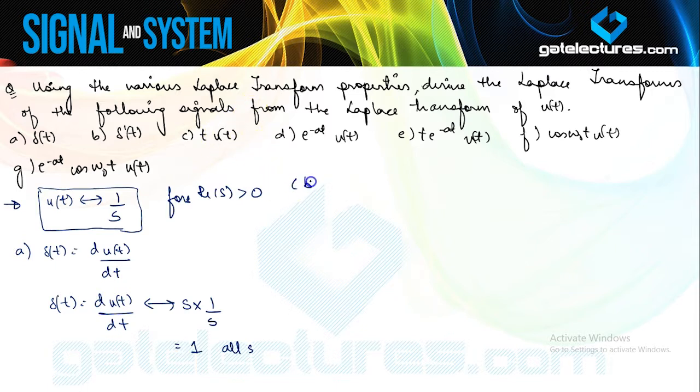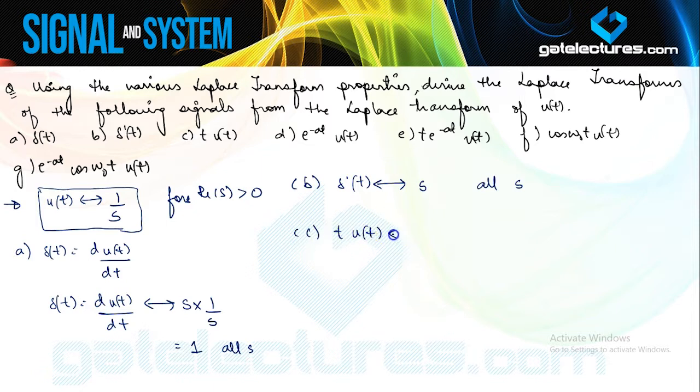Now look at the next part. Now you need to calculate delta dash t. Again, using the time differentiation property, delta dash t is the differentiation of delta(t), or you can say the double differentiation of the unit step function. So delta dash t is going to have Laplace transform s. Again, you are multiplying with s, right? So this is going to be s, and the ROC is the entire s plane again.